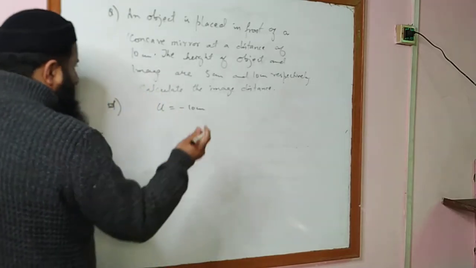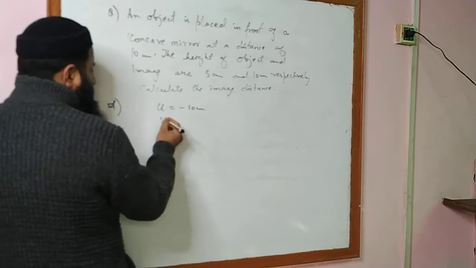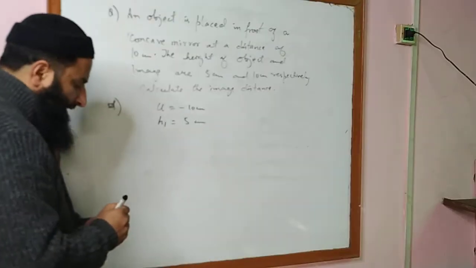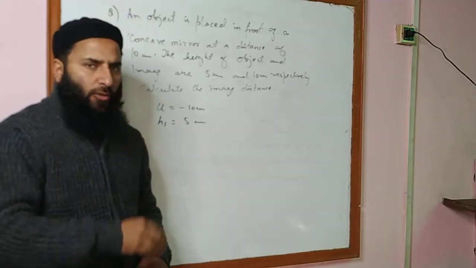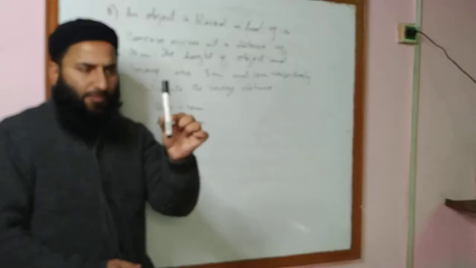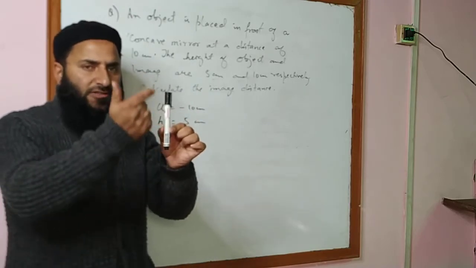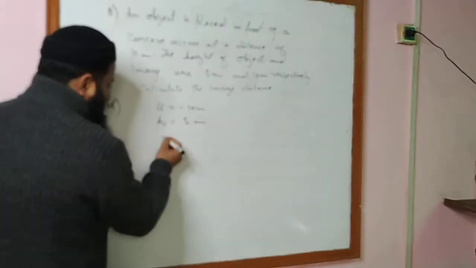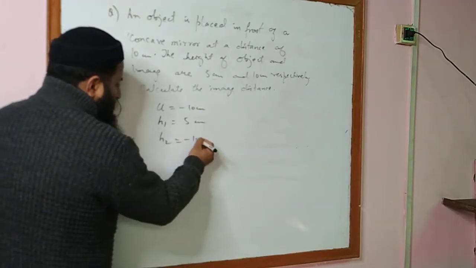Next, the height of the object is 5 centimeter. H1 is 5 centimeter. Why plus, why not minus? हम हमेशा ऑब्जेक्ट को रखते हैं इरेक्ट पोजीशन में. उल्टा तो नहीं रखते ना, इरेक्ट पोजीशन में रखते हैं. Erect position is always taken as positive. Okay, height of image is 10 centimeter. H2 equals minus 10 centimeter.